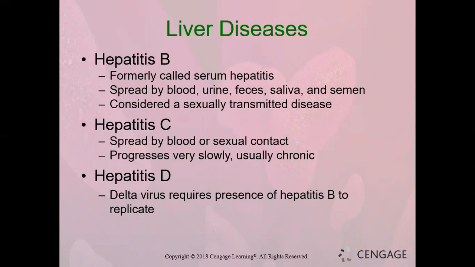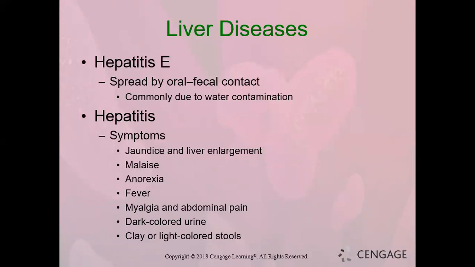Hepatitis B is called serum hepatitis. This is spread by urine, feces, saliva, and semen. It's considered a sexually transmitted disease. Hepatitis C is spread by blood or sexual contact, usually very slow. Finally, we have treatment for hepatitis C, but 20 years ago, people died from it. Hepatitis D requires the presence of hepatitis B to replicate. And E is also spread by that oral fecal contact.